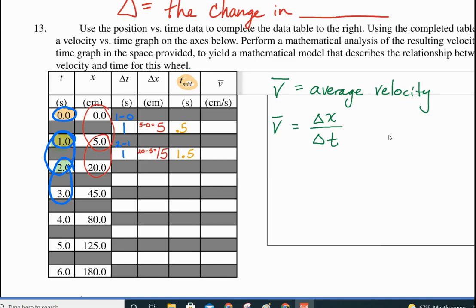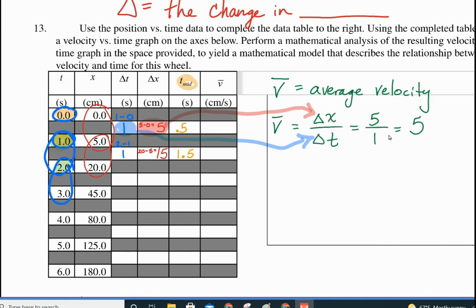Your change in position was right here. So that's going to go right there. And your change in time is right here. And that's going to go down there. Does that make sense? Good? Okay. So change in position is 5. Change in time was 1. That means that my average velocity is 5.